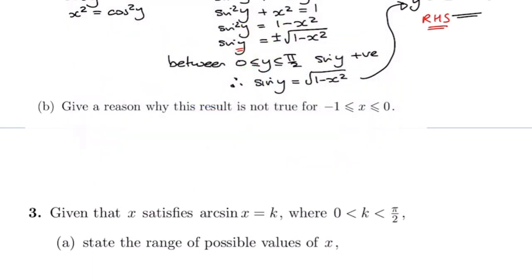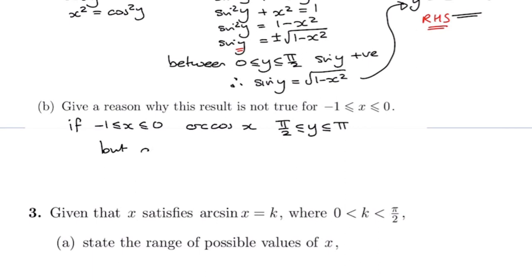So let's write out the reason why. So if -1 is less than or equal to x, which is less than or equal to 0, arc cos of x is between, so pi over 2 will be less than or equal to y, which will be less than or equal to pi. Think about your arc cos wave. You can look back and see what it looks like, right?